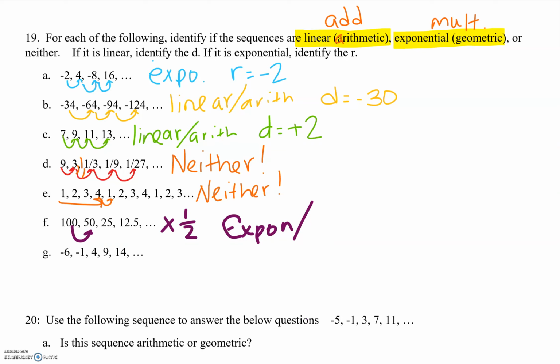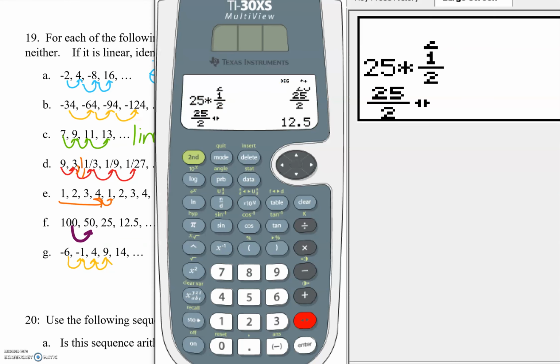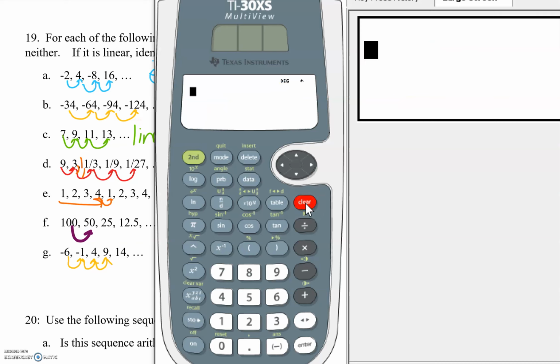So that could be a geometric, where we know that our ratio is 1/2. Well done. All right, let's see. -6, -1, 4, and 9. So if we do that one, we see 1, subtract negative 6. Okay, we're adding 5.